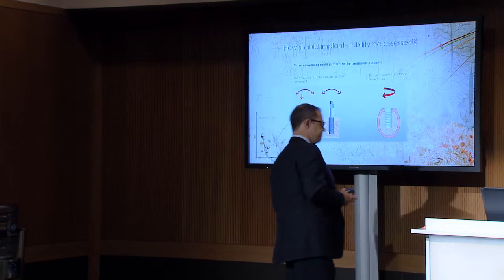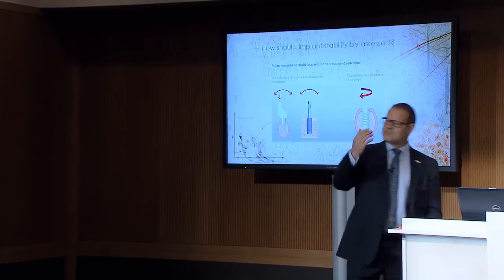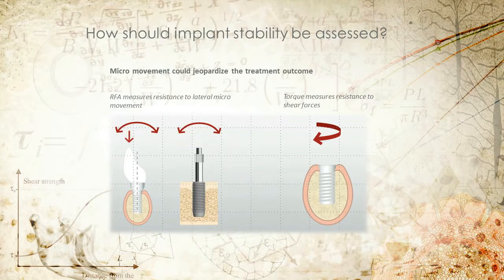Okay, so what does insertion torque measure then? Well, insertion torque measures resistance to shear. Now, there is value in that only insofar as bone responds least favorably to shear. It responds very well to compression, slightly less well to tension, and worse to shear. So we understand the importance of having a resistance to shear, particularly if you have a non-threaded cylinder implant.